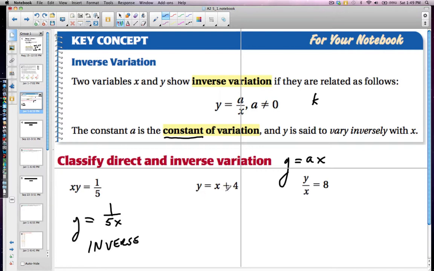If you take a look at this one, this is neither, right? There's no multiplication going on. There's no constant of variation, so this one would be neither. This is in fact a linear function, but it's not really either. And in this case, if I multiply it through by x, I'll get y is equal to 8 times x. This would be an example of direct variation. Okay, so this one's neither due to the absence of the constant of variation. It's not going to change anything in this particular case.